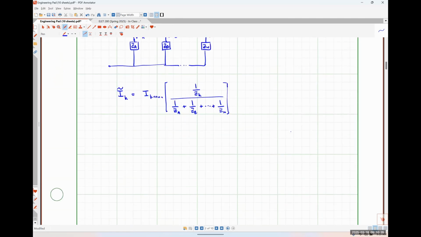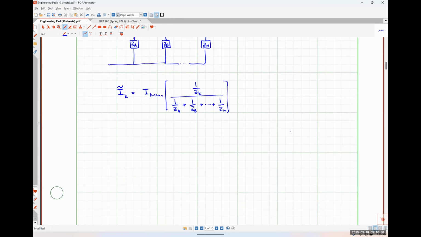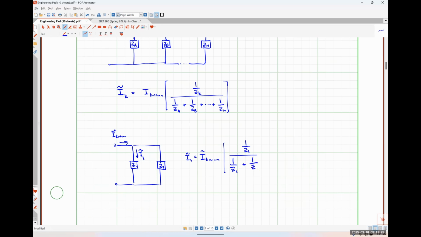So just for what it's worth, when we have exactly two, let's say that I had a network like this where I had just Z1 and Z2, and I was interested in finding I1, and I know the amount of current flowing into the network, then I1 would be equal to my known current times 1 over Z1 over 1 over Z1 plus 1 over Z2, okay?